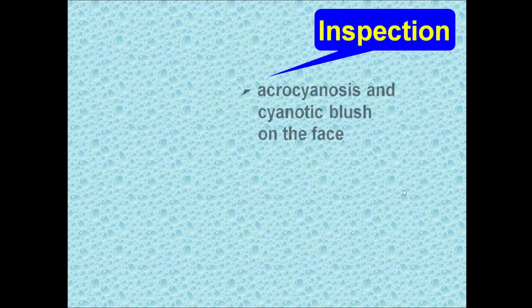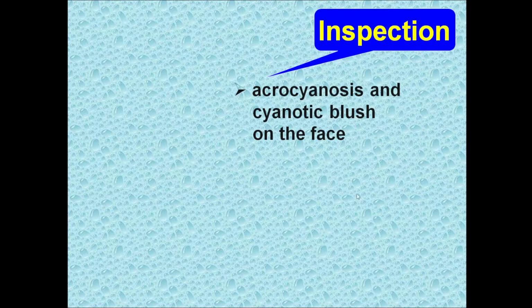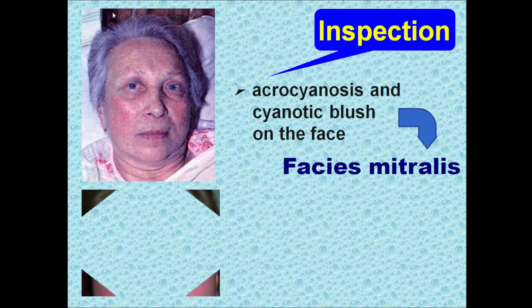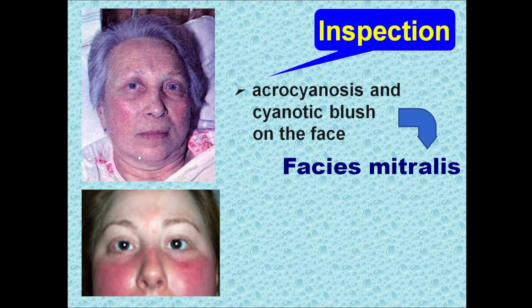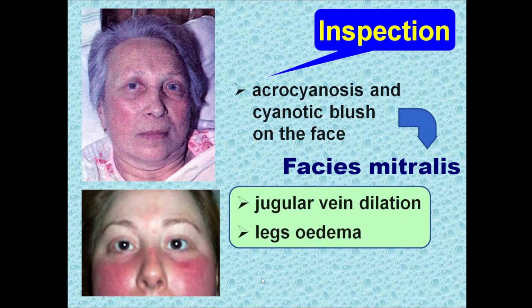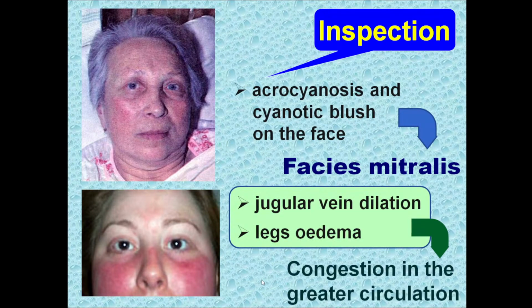On inspection, we can see signs of heart failure, acrocyanosis, but it has a specific characteristic. Cyanosis on the face is accompanied by a reddish color. We are talking about the formation of facies mitralis, bluish red color, especially of the cheeks. Facies mitralis is a visiting card of mitral stenosis. We can see dilation of the jugular veins due to progressive congestion of blood in the greater circulation. We can see leg edema also as a result of congestion of blood in the greater circulation.